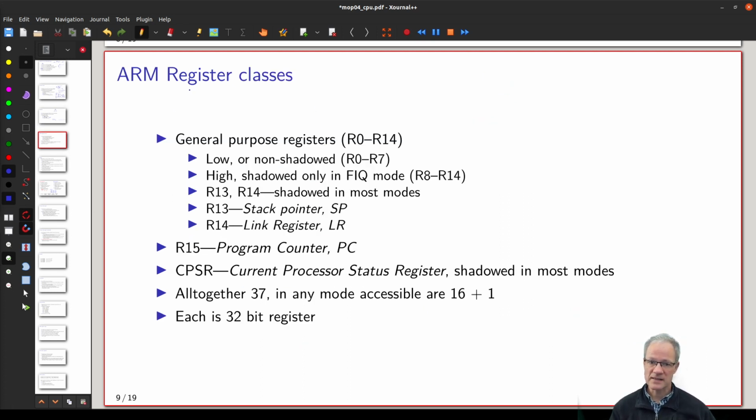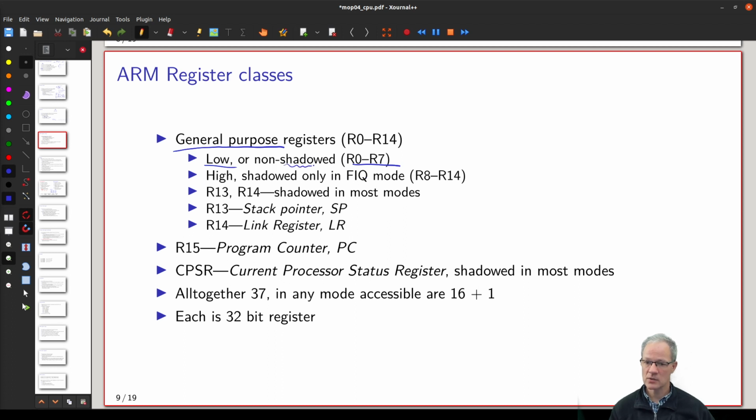The register classes, meaning, are there different registers? Are they the same? Let's call them the general purpose registers, because in ARM, most of the registers are pretty much the same. You can pick and use any of those registers for any task, right? At your convenience.